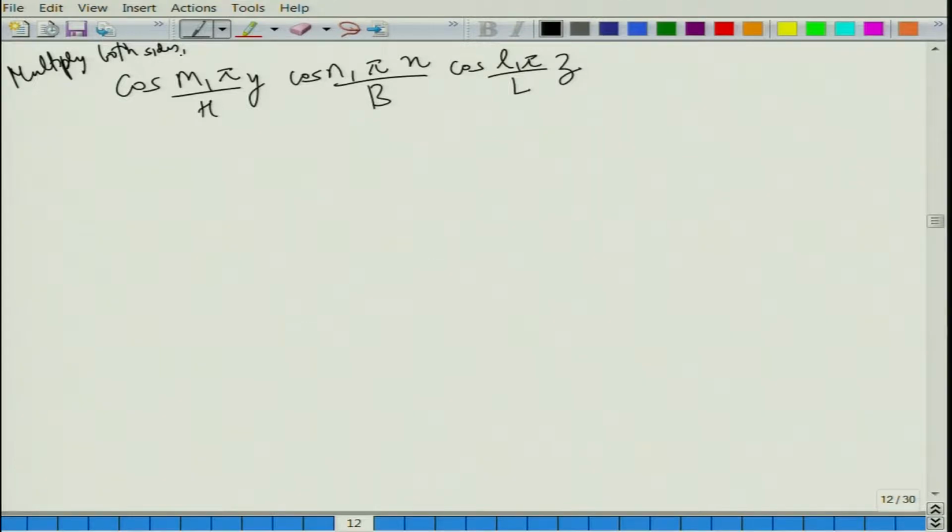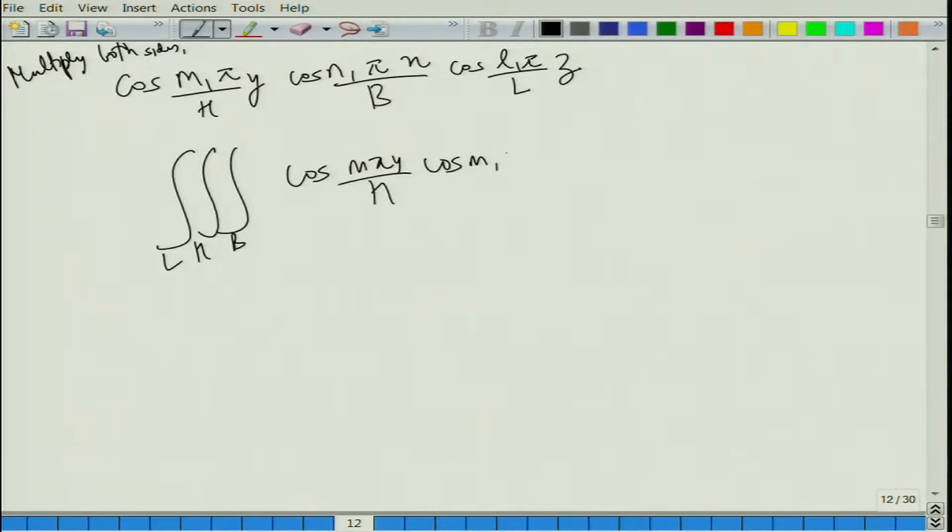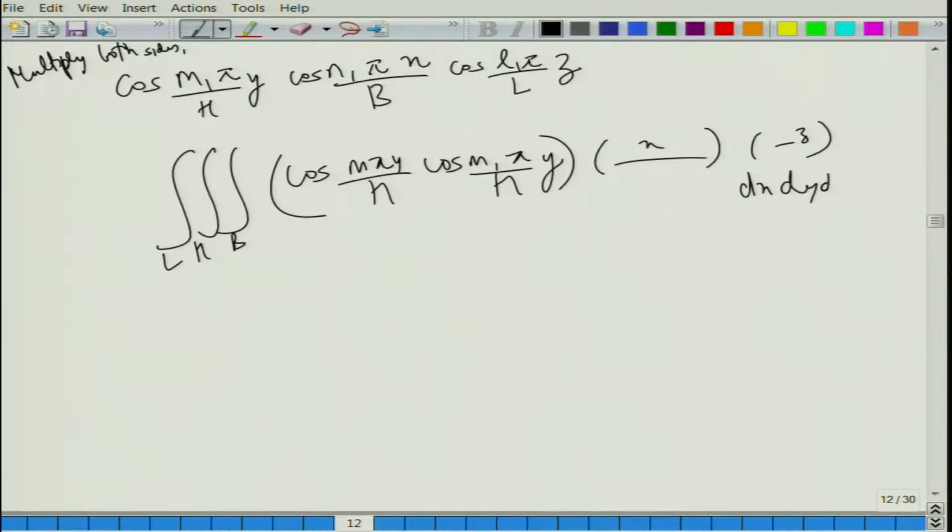Okay. And then when we integrate, we multiply both sides and integrate over the volume. So, L h p. So, we get cos of m pi y by h, cos of m1 pi y by h. We can pair this term similarly for the x term, similarly for the z term, dx dy dz.